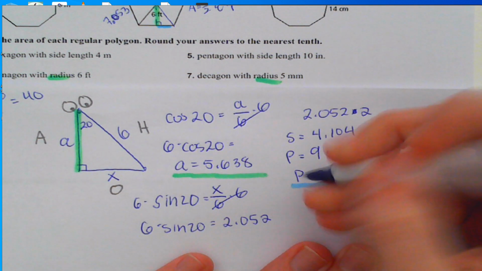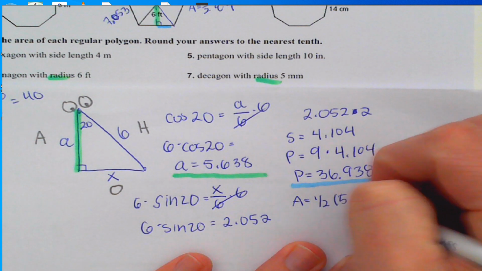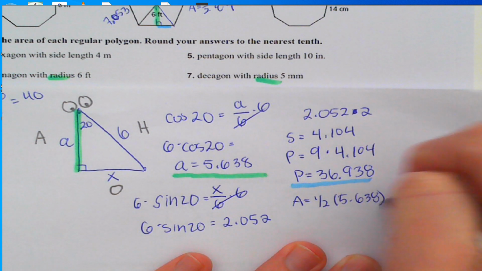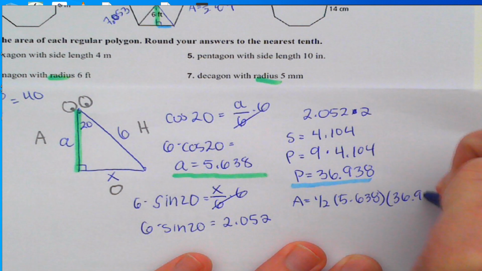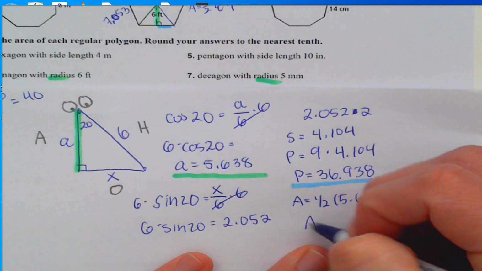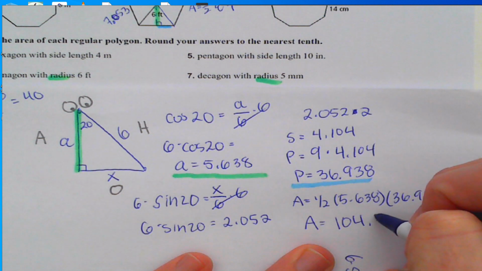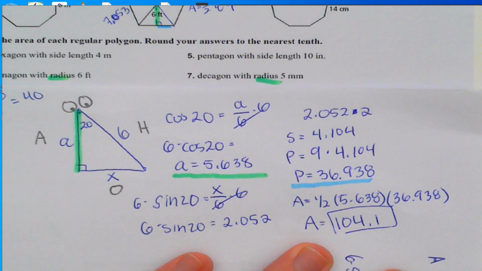And last but not least, we plug it all in. Area equals 1/2 apothem 5.638 times 36.938. So 5.638 times 36.938 divided by 2. So we should get our final answer of 104.1. So that should be our final answer for this one.